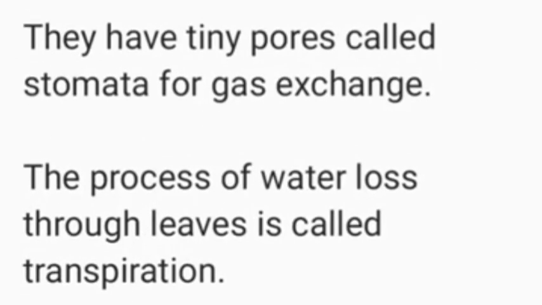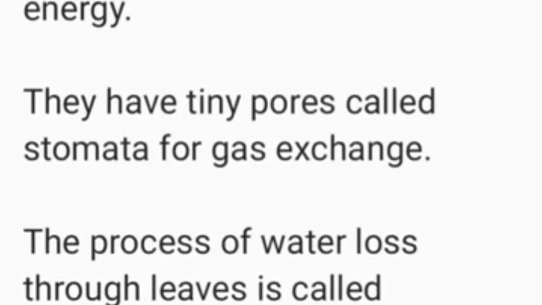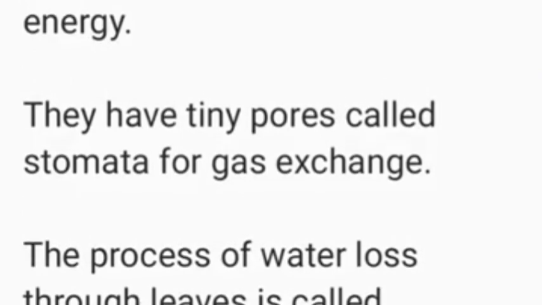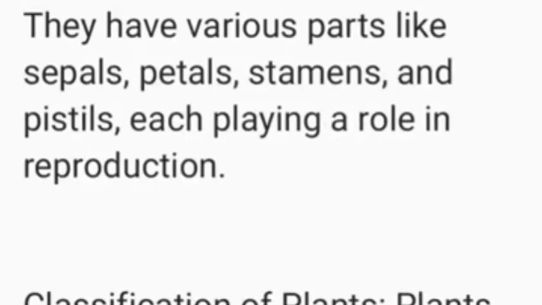Leaves are the food factories of plants, conducting photosynthesis to produce energy. They have tiny pores called stomata for gas exchange. The process of water loss through leaves is called transpiration. 4. Flowers. Flowers are the reproductive parts of a plant. They have various parts like sepals, petals, stamens, and pistils, each playing a role in reproduction.